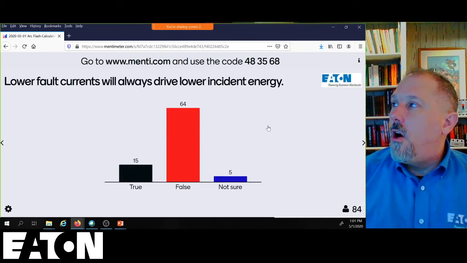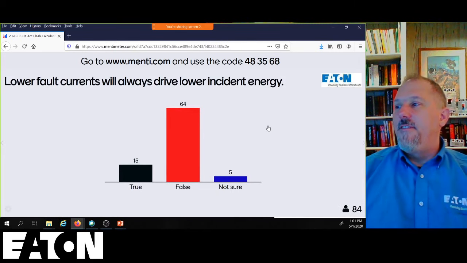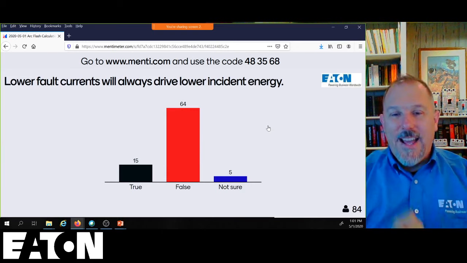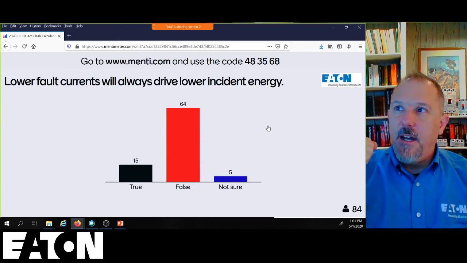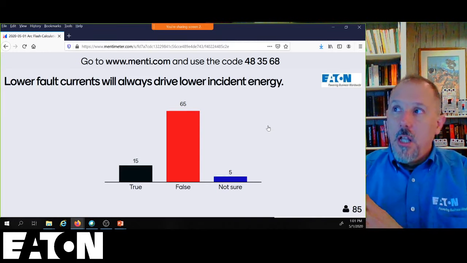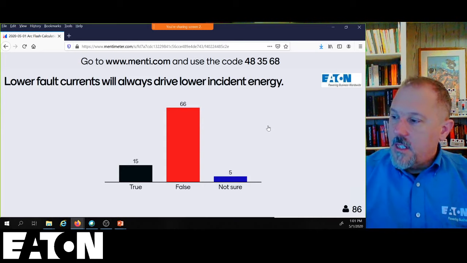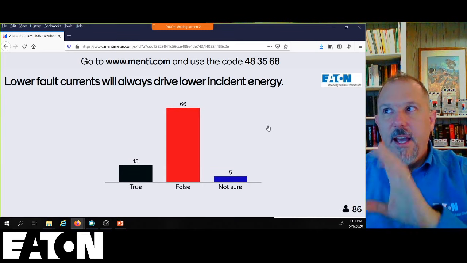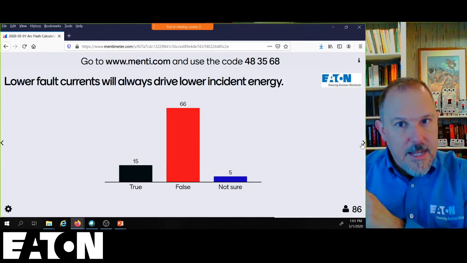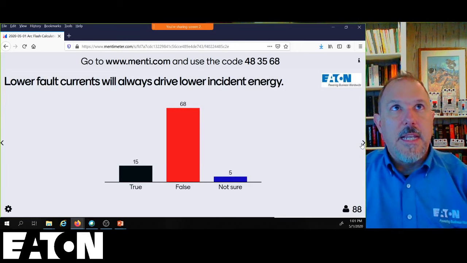Lower fault currents will always drive lower incident energy. False. 64 said false. Excellent. That is a false statement, because lower fault currents can give you longer clearing times. Looks like you guys and gals have your handle around this. I do have slides that speak to this in detail.